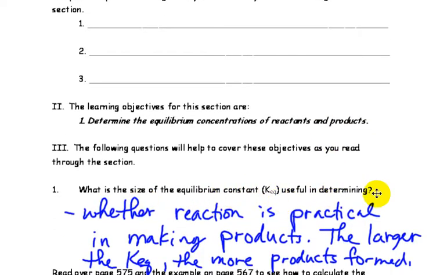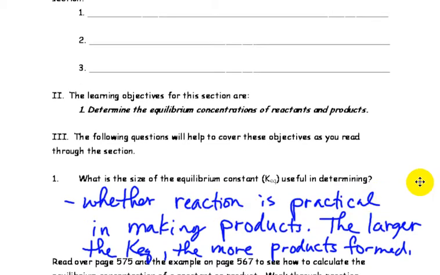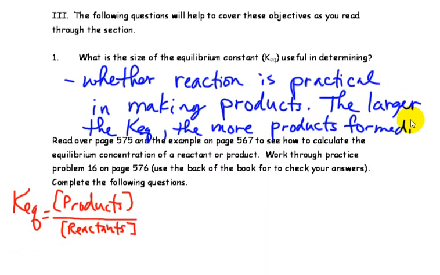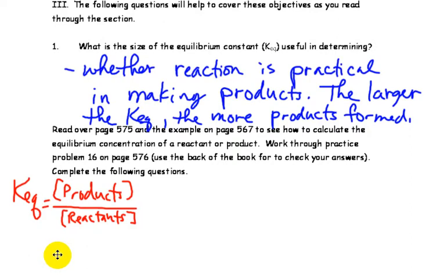What is the size of the equilibrium constant used for in determining whether a reaction is practical in making products or not? The larger the KEQ value is, the more products that are formed. And of course, from before, we know how to figure that out.